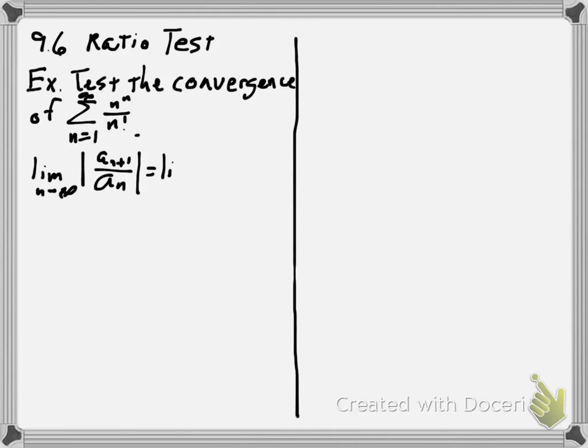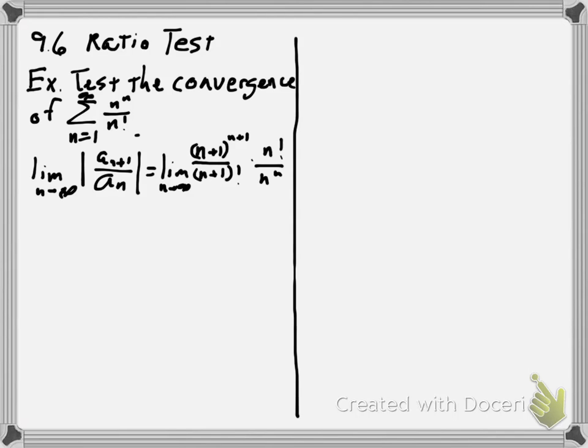So this is going to equal the limit as n goes to infinity. Here the absolute value isn't necessary. All these terms are positive. So we have the n plus first term is n plus 1 raised to the n plus 1 power divided by n plus 1 factorial. And now instead of dividing by a sub n, I'm going to multiply by the reciprocal, which is n factorial divided by n to the n power.